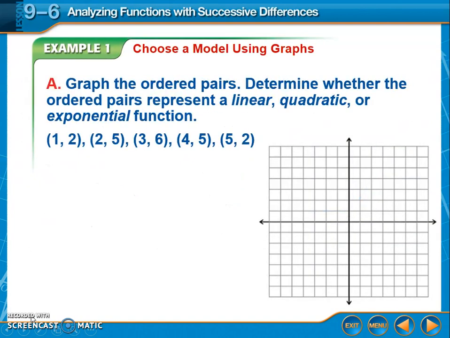So let's start by doing graphing. And so this is basically just graphing the points and seeing what it looks like. So I start by graphing the point 1, 2, then the point 2, 5, the point 3, 6, 4, 5, and 5, 2. And when I do this, it looks like a parabola. It forms this U shape. So because it forms this shape, we're going to say that this is a quadratic equation or function.